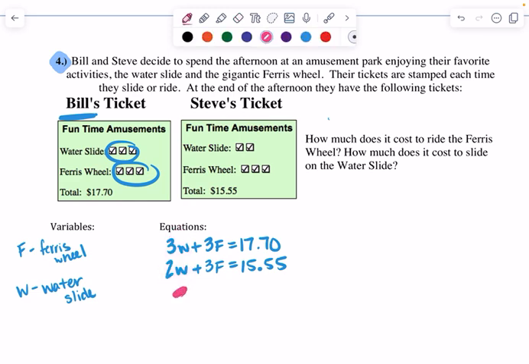So if that first equation, well, they're actually both 3. But if this first equation is +3, you want this one to be -3. So we just need to multiply the second equation by -1. Or the first one. It really doesn't matter. It'll get you the same result. Multiply it in there. So now -2W, 3 times -1, minus 3F equals -15.55.